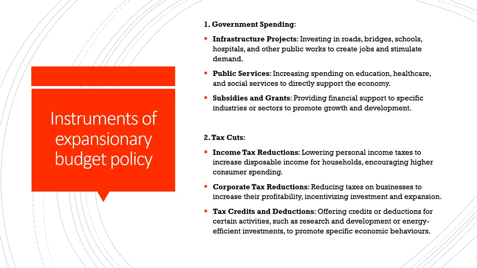Now, let us also look at some of the instruments of expansionary budget policies. Government spending and tax cuts are two important instruments of expansionary budget policy. And what do these instruments usually imply or lead to? For example, government spending might involve investments in very big infrastructure projects like roads, bridges, schools, hospitals and other public works to create jobs and stimulate demand.